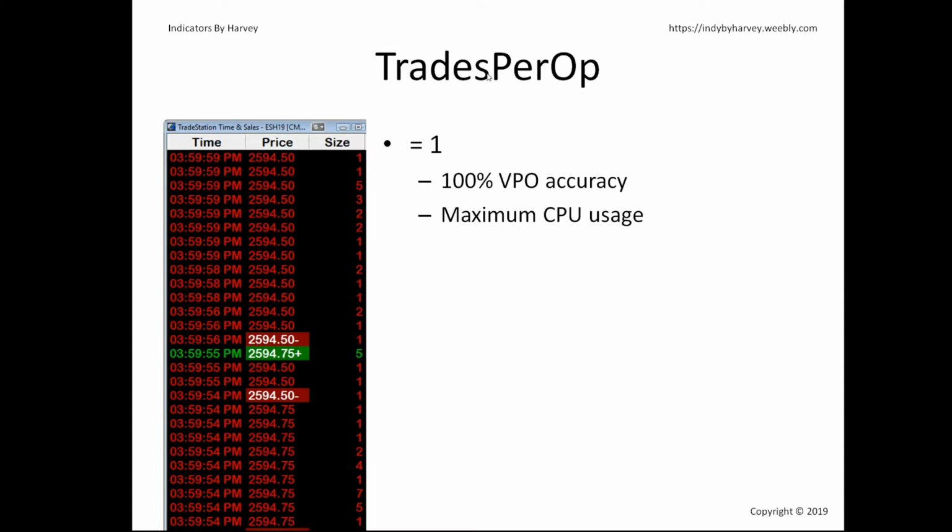When TradesPerOp is set to 1, the indicator is called by TradeStation for each and every one of these trades. It's told the time, the price, and the quantity. As you could imagine, when that's the case, the VPOs that the indicator calculates are 100% accurate, and likewise takes, relatively speaking, the most amount of CPU usage.